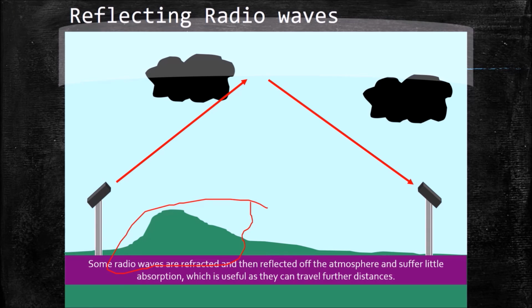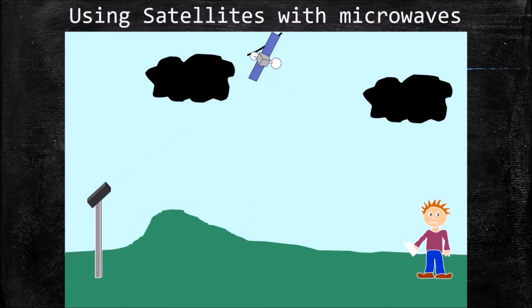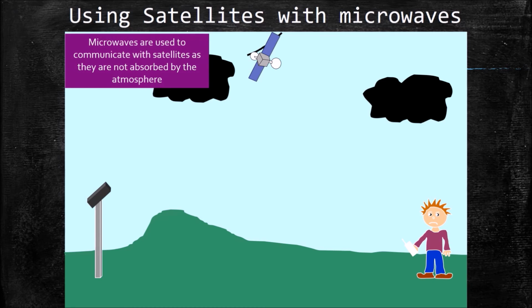But often we can transfer things using satellites. Microwaves are used to communicate with satellites as they're not absorbed by the atmosphere. This is how your mobile phones work. So the microwave is pinged up to the satellite and then is sent back down to the phone. This is the sound when we're connecting phones, or when calling our best mate. This is the sound that's connecting us.